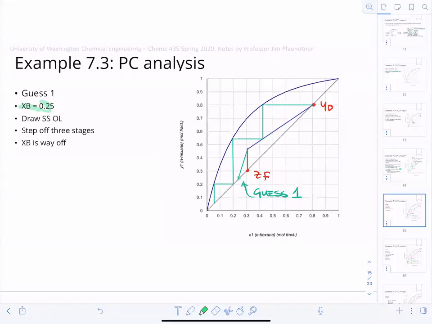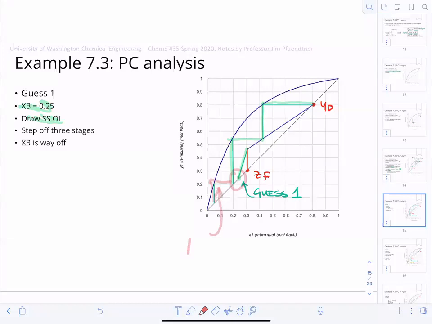Now that I've made that guess, I can draw that stripping section operating line right here. And then once my operating lines are drawn, I can start doing the stepping of stages. So I go here, down to the operating line, over to the equilibrium line. And then as soon as I drop down from stage two, I can see that I've missed it. So it's wrong. And this is also wrong right there.